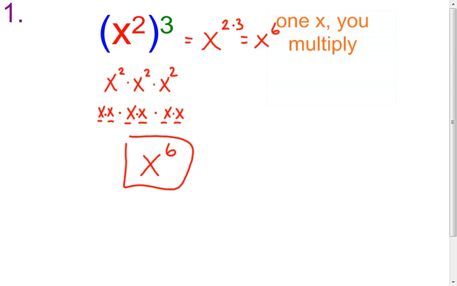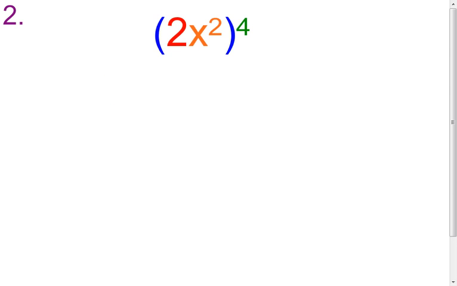Okay? Notice here you only have one base. It is different than these ones we've done previous days where it looks like this. Here you have two bases, so you add the exponents. But when it is like this, you only have one base, and then you multiply the exponents.